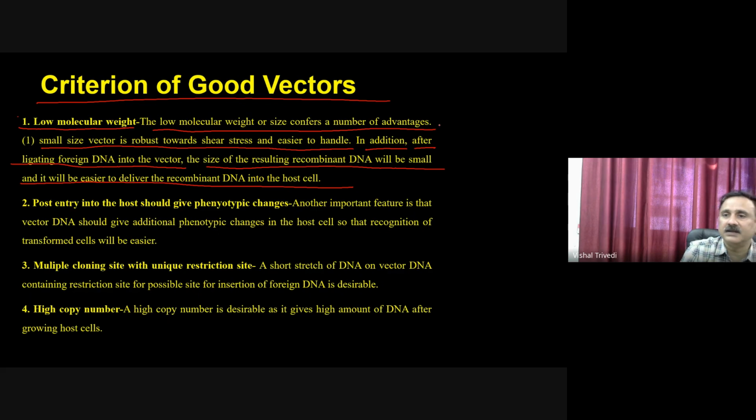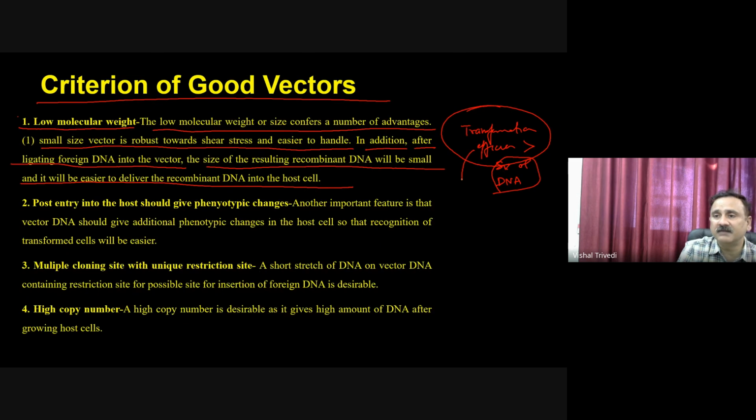So remember the transformation efficiency. We discussed transformation, and transformation efficiency is inversely proportional to the size of the DNA. So if the size of the DNA is big, the transformation efficiency will go down. Transformation efficiency means how many molecules of DNA will enter into the bacteria. Then number 2 is that post entry into the host, it should give a phenotypic change.